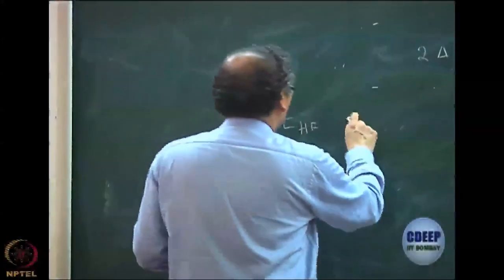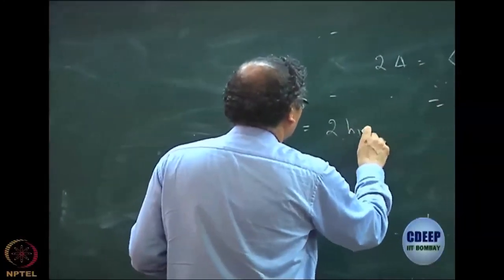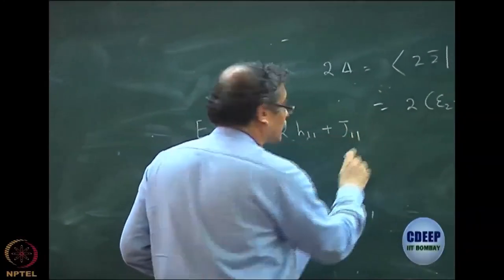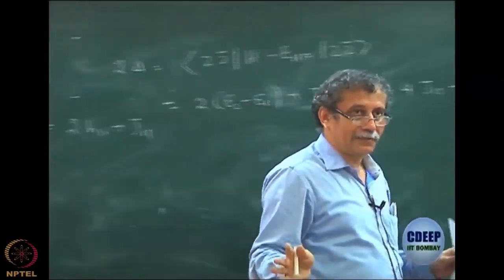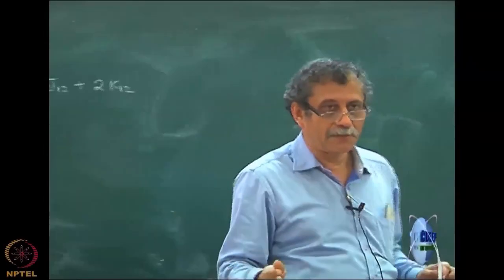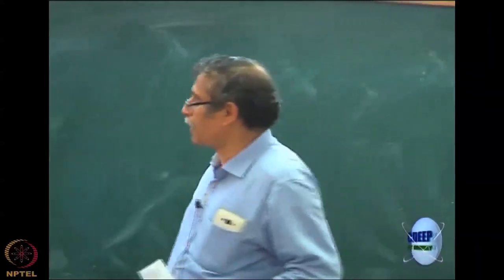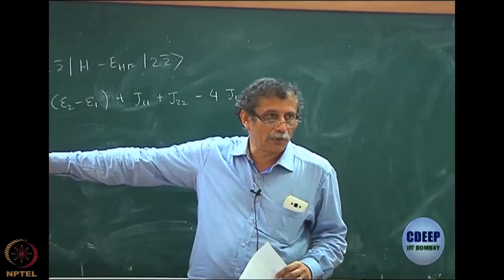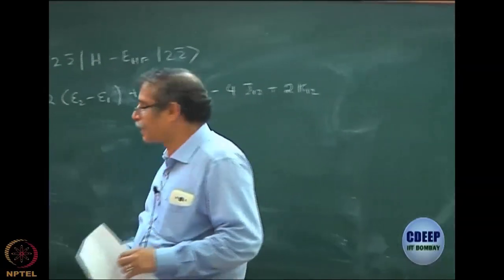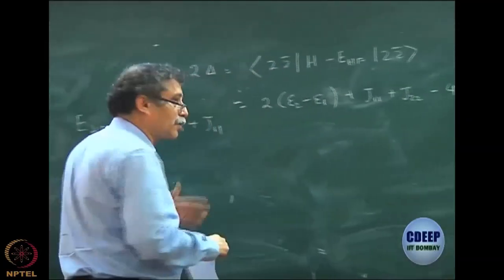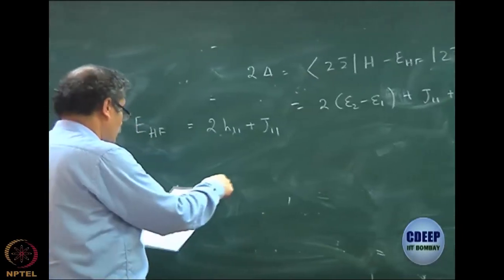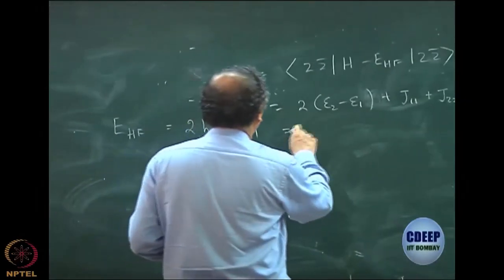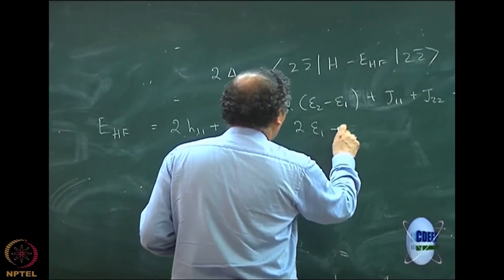E Hartree Fock is known, that is 2H11 plus J11, correct? All of you agree. It's a very simple thing, because you have 1-1 bar, anti-symmetrized 1-1 bar, so the exchange part will become 0. So, you will have only the Coulomb part. This can of course be written in terms of epsilon 1 as well, so this can also be written in terms of twice epsilon 1 minus J11.